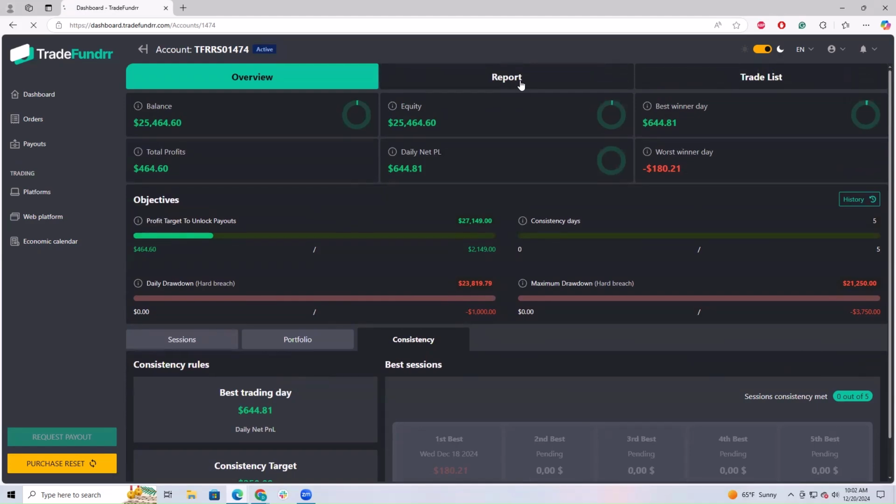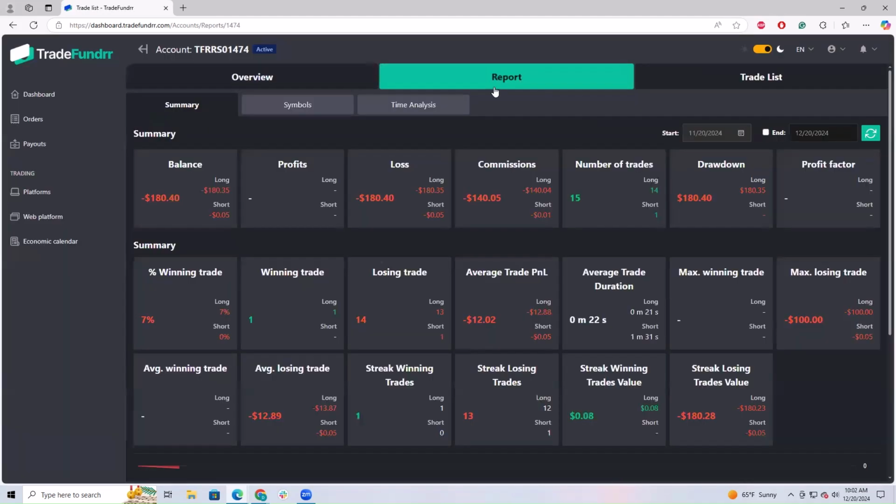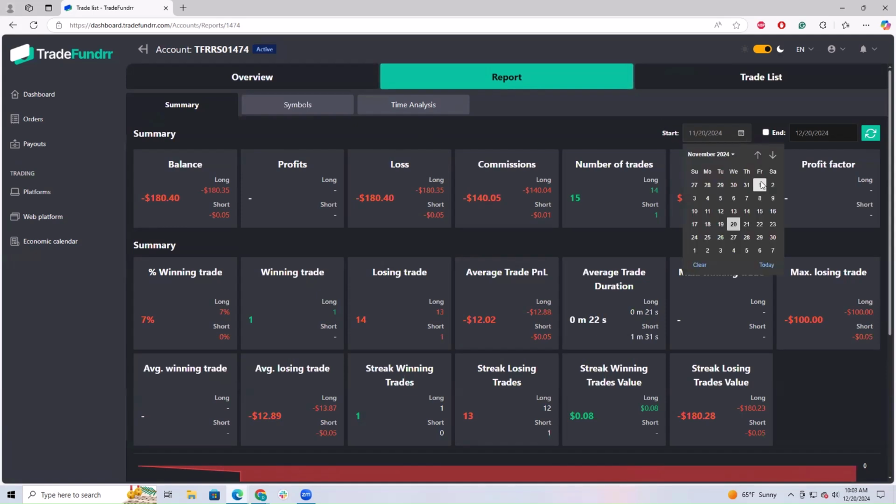Going back to the top, the report. This will be important statistics relating to your account trading. As you run through the numbers, you're going to have all sorts of different statistics: balance, profits, loss, commissions, number of trades. The default setting here is 1 month. If you need to change the date range, you just select the calendar, hit this, and then hit refresh, and it'll populate the trades for whatever date range you input.